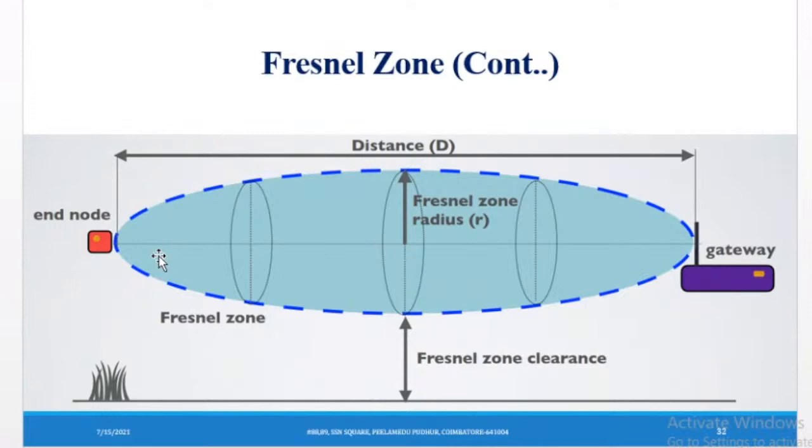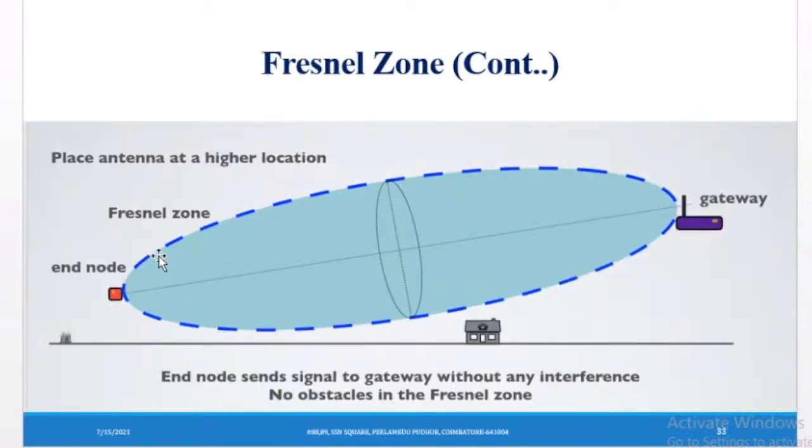In the second image, I'll just show that. Here you can see I'm having a node which is placed relative to the gateway. In between, I'm having one obstacle. Here you can see one building obstacle is there.